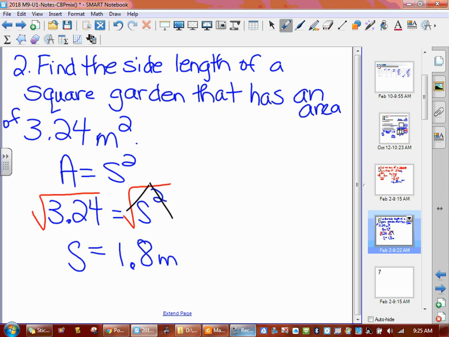It is a small garden. It's only 1.8 of these. That's all. All right, let's take a look at another couple examples here.